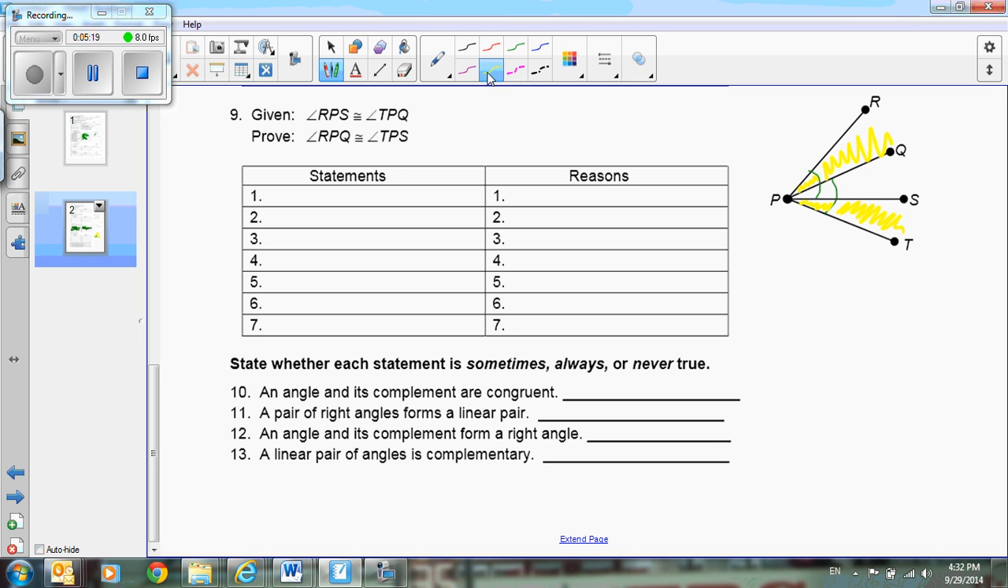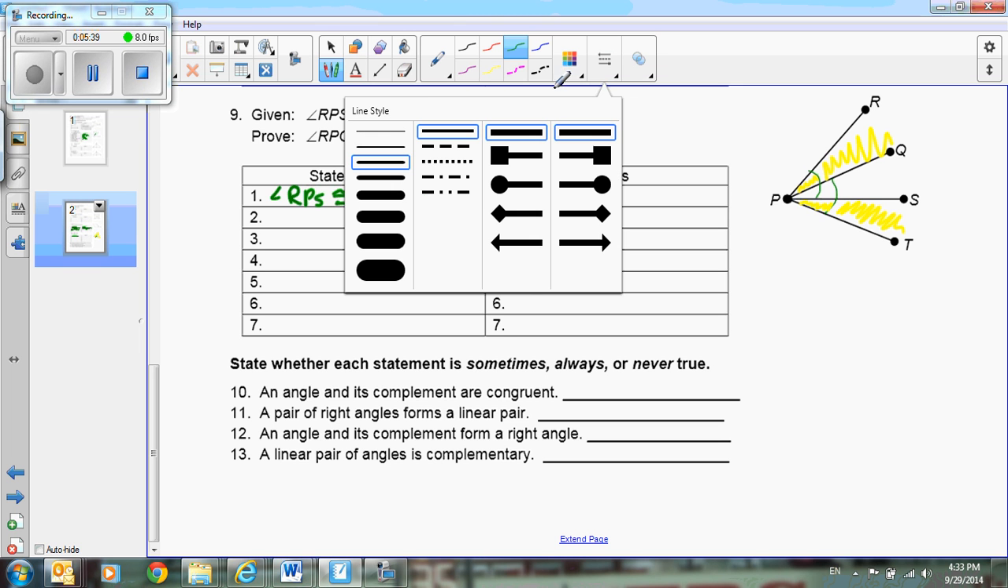All right, so now let's start. If you have no idea where to start, a good place to start is with the given. We are given that angle RPS is congruent to angle TPQ. I'm not very good at this, Airslate. Give me one second. I'm going to adjust something.